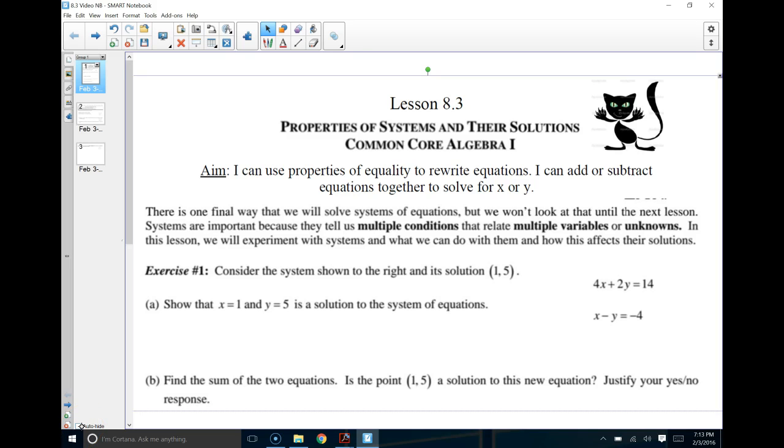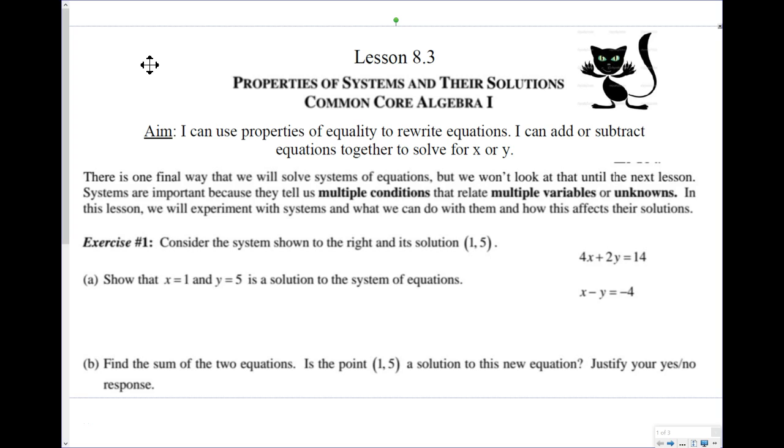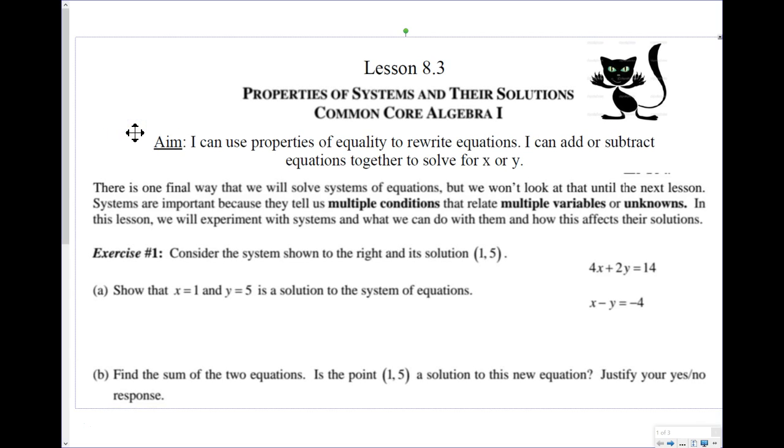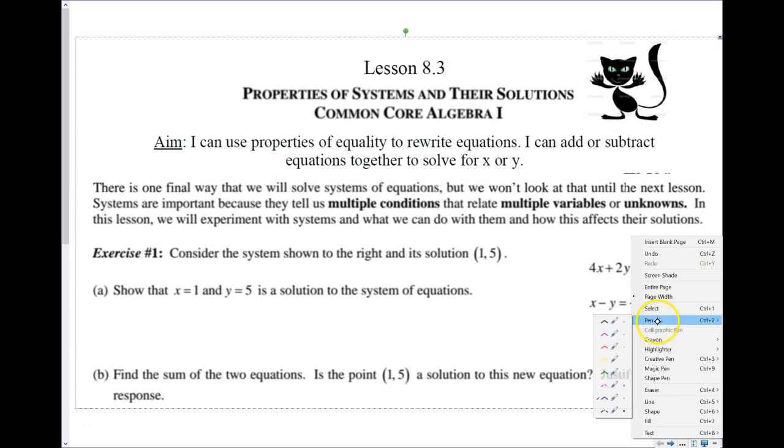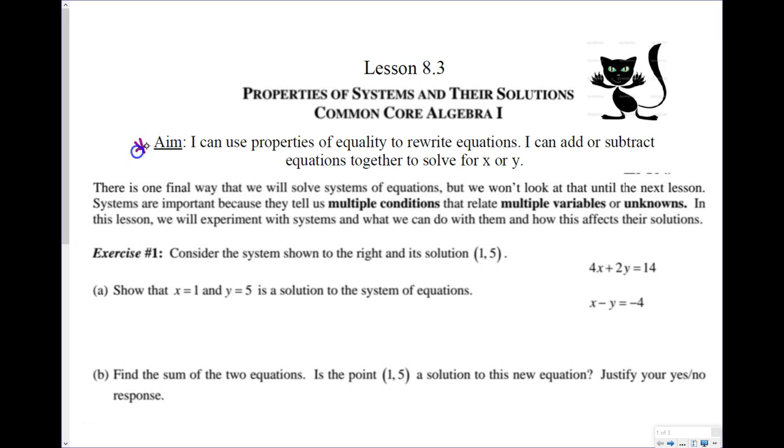Everyone, welcome to lesson 8.3 in our last unit for trimester 2. Today we're going to talk about properties of equality to rewrite some of the equations and systems that make it a little harder to solve. So your aim for today is: I can use properties of equality to rewrite equations. I can add or subtract equations together to solve for x or y. Equations can be added or subtracted just like numbers can, and that's what I'm going to show you today.